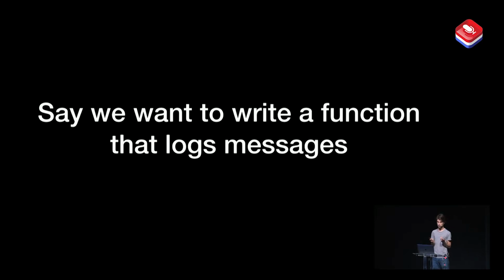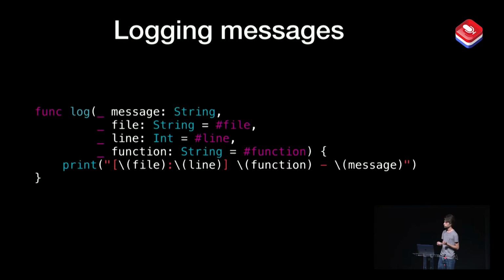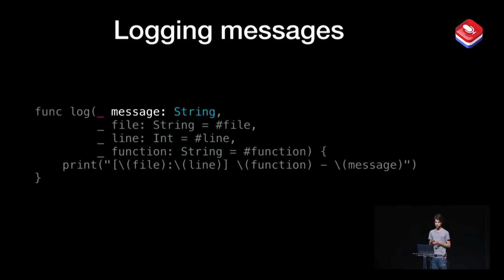We're going to say we need to write a function that's going to log some messages. So this is what it could look like. As we can expect, it's going to take as an argument the message that we want to log. If we want to have a log that is a little bit useful, we need to know at which file, line, and function the log was written. So we are going to get this data through the constants that the Swift compiler provides us. And then we're going to implement the function by printing to the console, and with string interpolation, we're just going to construct the log message.